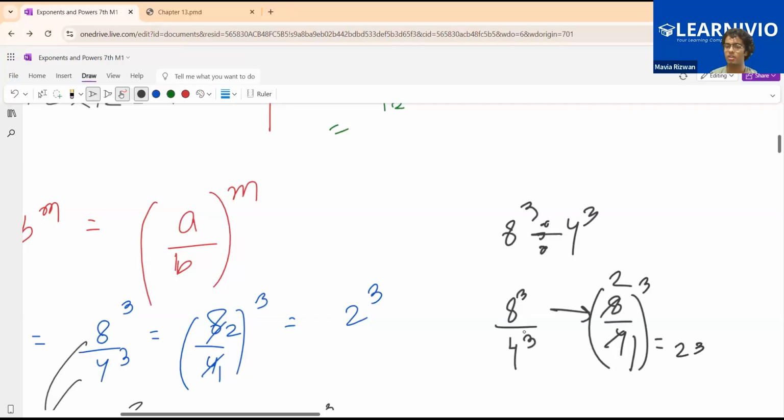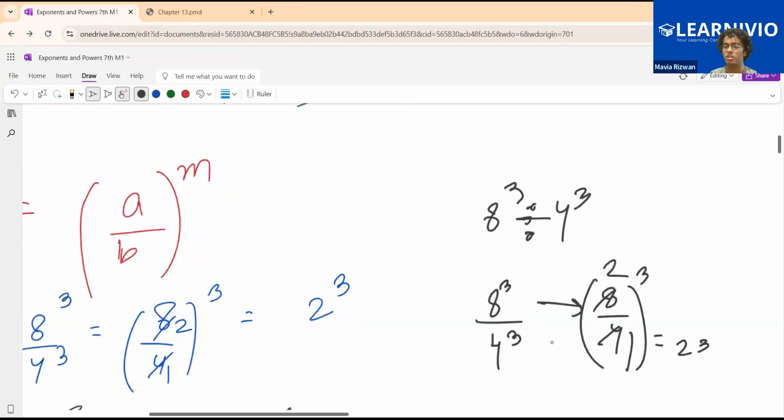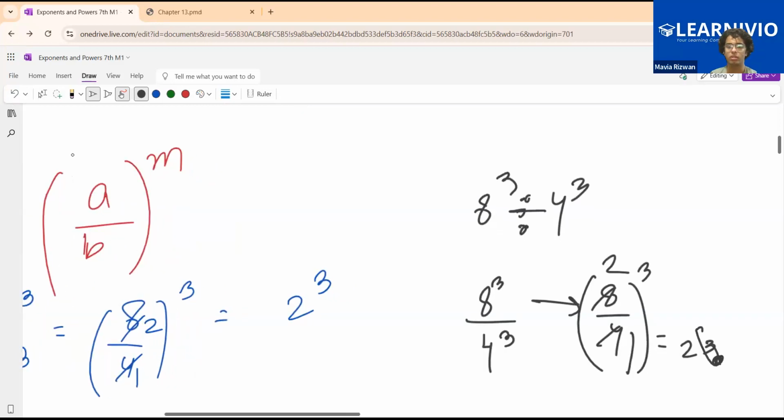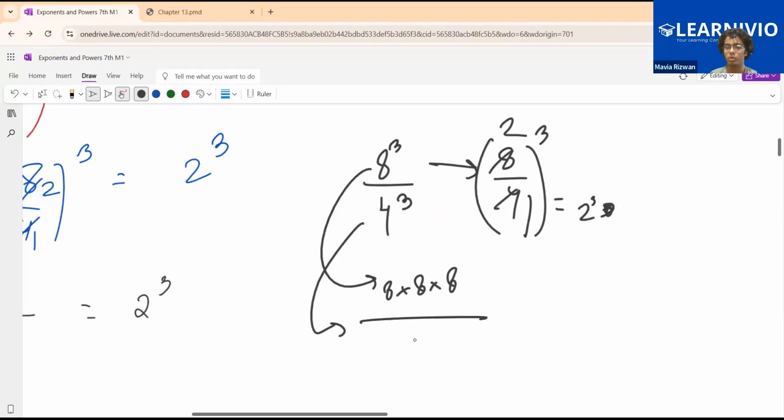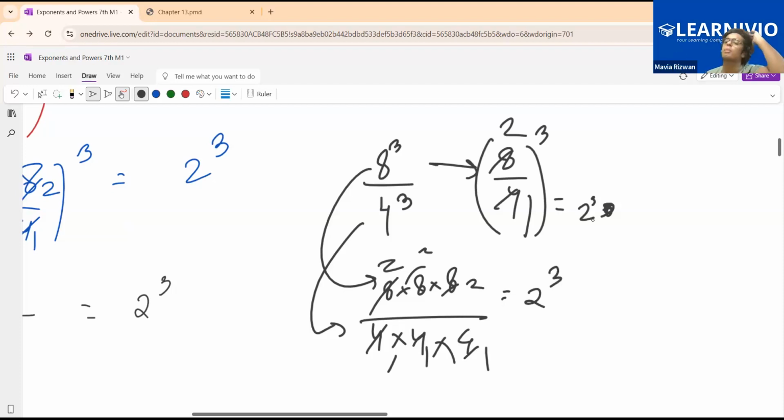Now you'll say, sir, how is this possible? This is 2 raised to the power 3 and not 23. I'll tell you how this is possible. I can write this as 8 into 8 into 8, right? Yes, sir. I can write this as 4 into 4 into 4. 4 ones are 4, 4 twos are 8, 4 ones are 4, 4 twos are 8, 4 ones are 4, 4 twos are 8. Eventually, this is 2 into 2 into 2, that is 2 raised to the power 3. So we are getting the same answer, right? So instead of writing everything fully, we can directly take the power as common and then cancel.